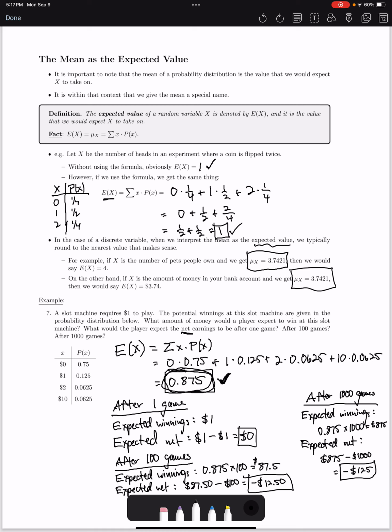But anyway, that'll do it for this section. In the next few sections, we'll talk about some specific kinds of random variables, some specific distributions that will be very useful to us as we move through the remainder of the course.